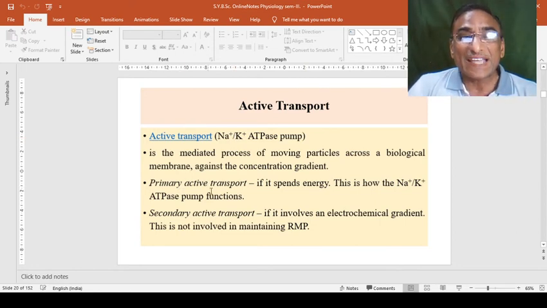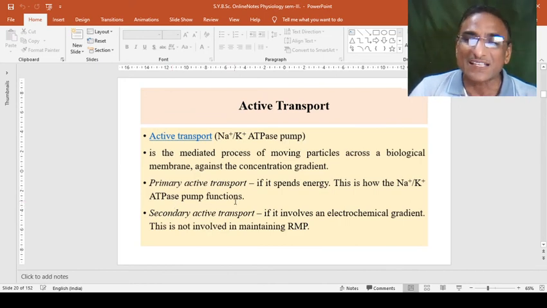The primary active transport is carried out in the membrane if it spends energy. This ATP is the energy rich compound, and this is the energy received from ATP by the sodium and potassium, or ultimately we can say by the membrane. This is how the sodium potassium ATPase pump functions.